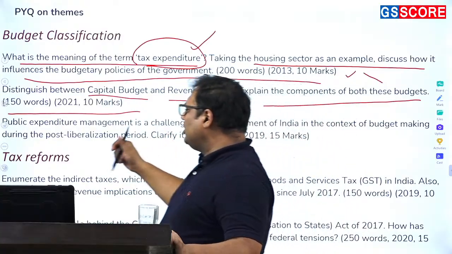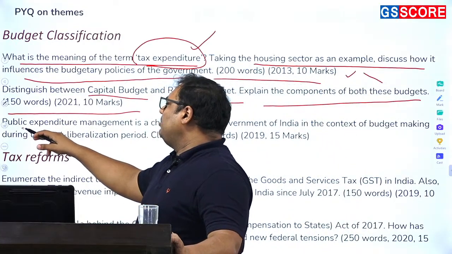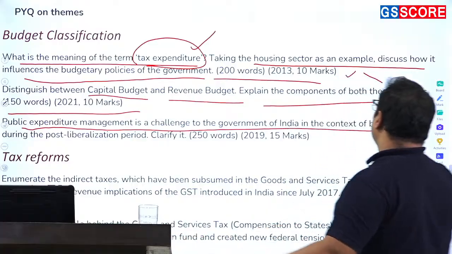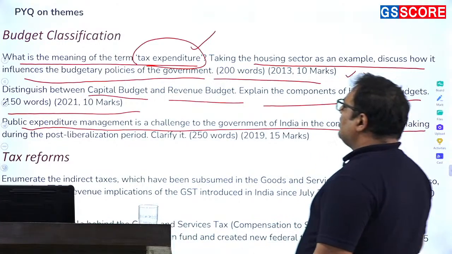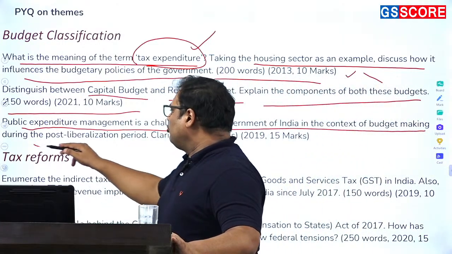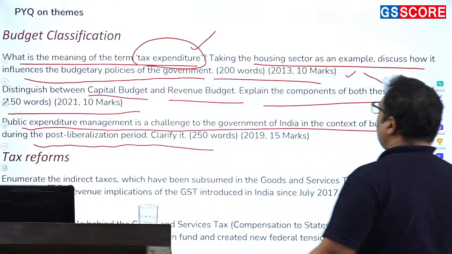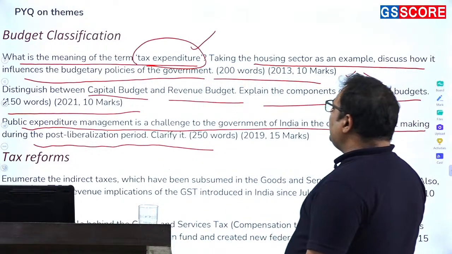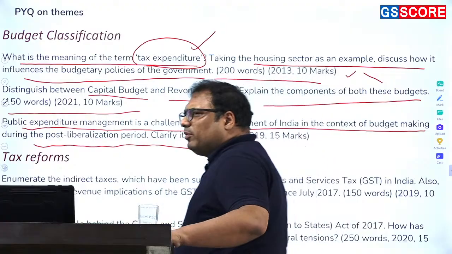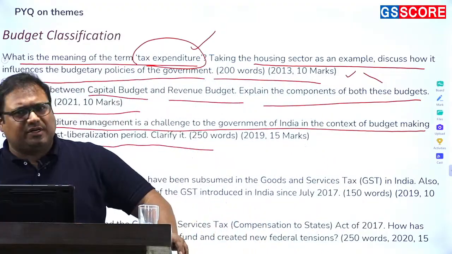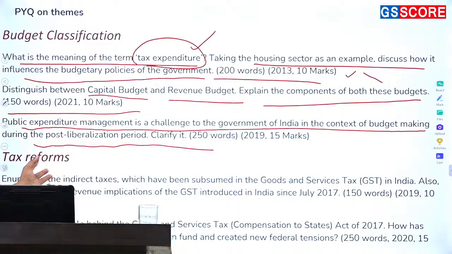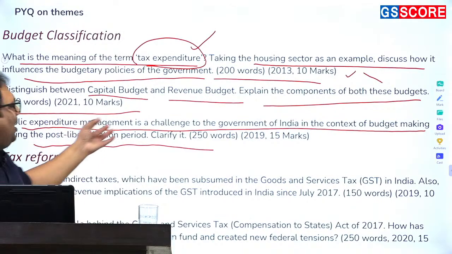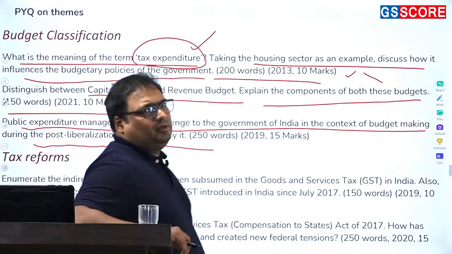Then there was another question in 2019, and there have been more questions. I have picked up 2-3, but there have been more. Public expenditure management is a challenge to the government of India in the context of budget making during the post-liberalization period. Clarify it. So public expenditure management, how government spends its money in the budget, has an impact on people and how it has changed over time.